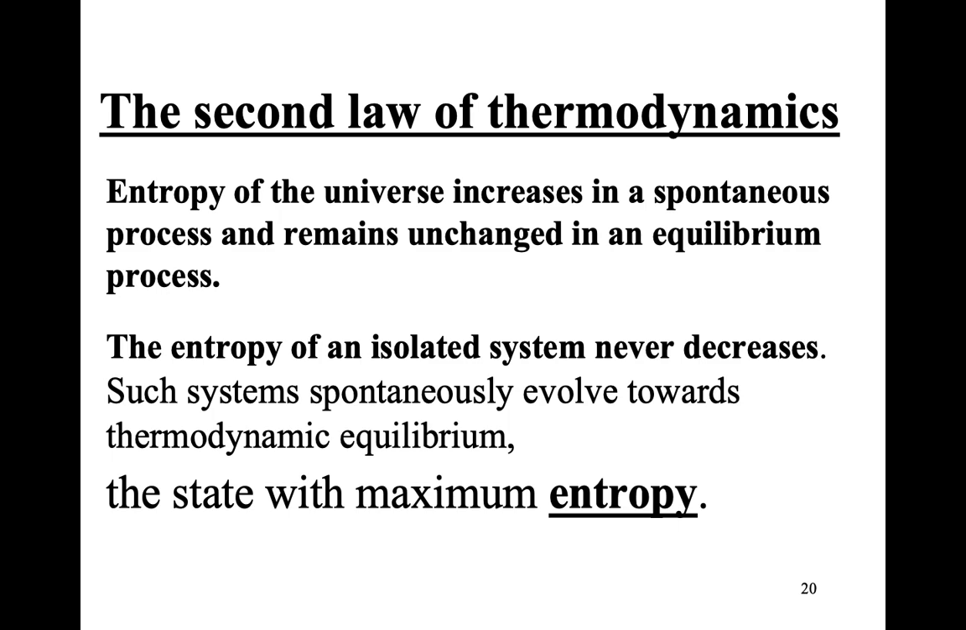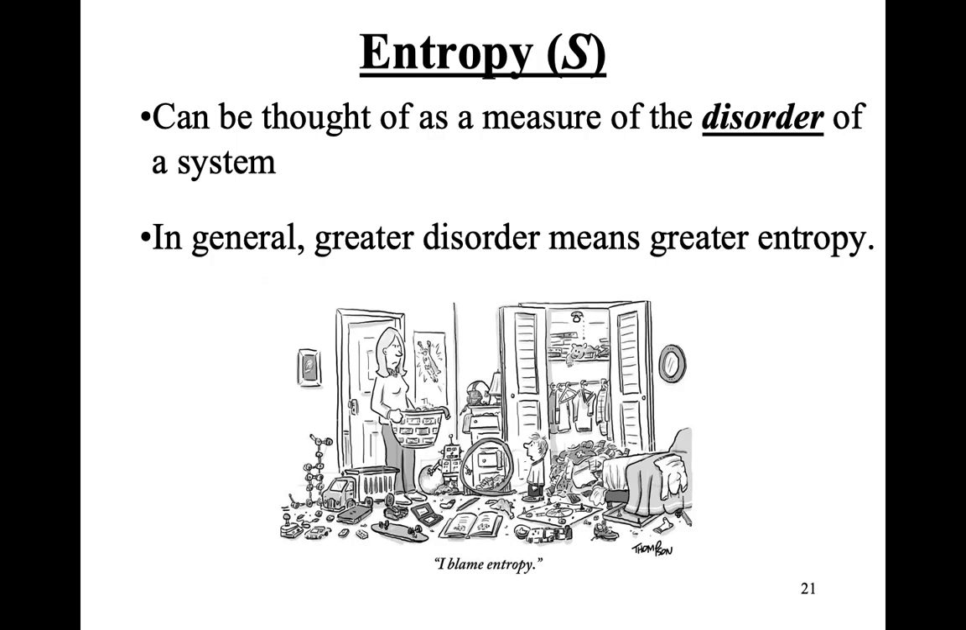What does that mean? I don't know, Mr. G. Such systems spontaneously evolve towards thermodynamic equilibrium. Oh, Mr. G, more words, more words. What is that saying? The state with maximum entropy. What does all that mean, Mr. G? Oh, well, let's see. Entropy is the amount of disorder in a system, which hopefully you did in your vocab.